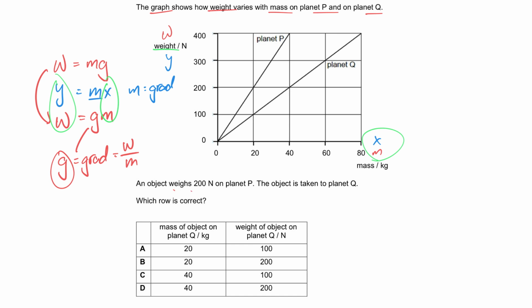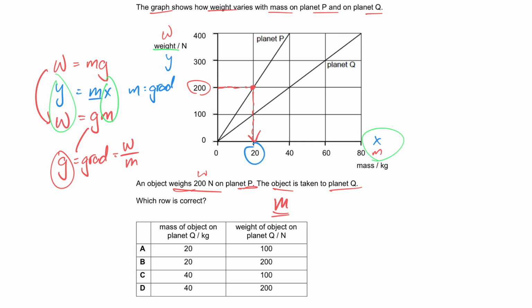The information given to you is that the object's weight is 200 Newton on planet P, and this same object is taken to Q. Now from your theory, you must know that the weight on P is 200 Newton, so you look at this here. If you look at the graph here, this will tell you the mass of the object, and you should know that mass is the amount of matter inside the body. It will not change whether it's on planet P or Q. So it becomes very straightforward.